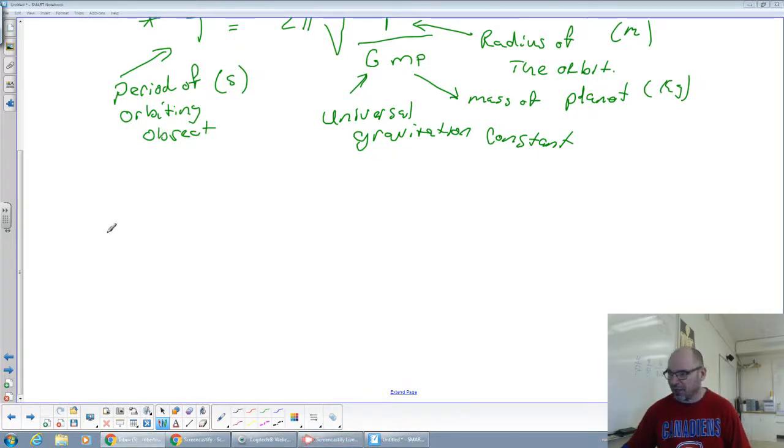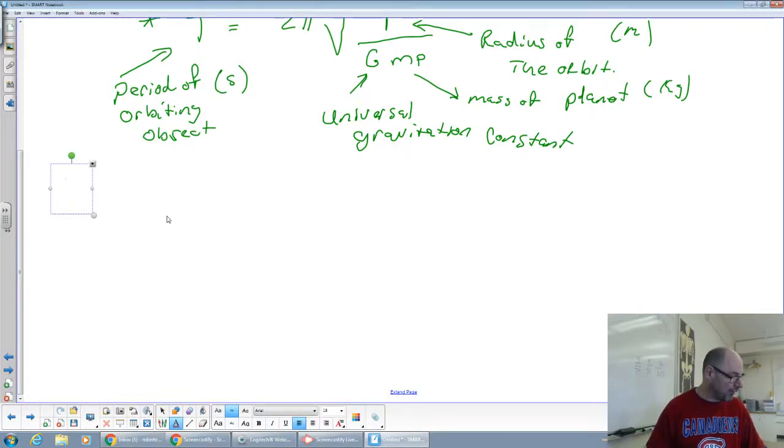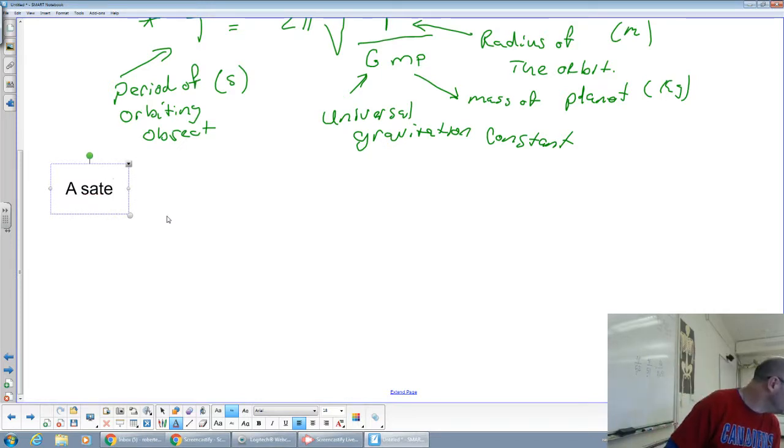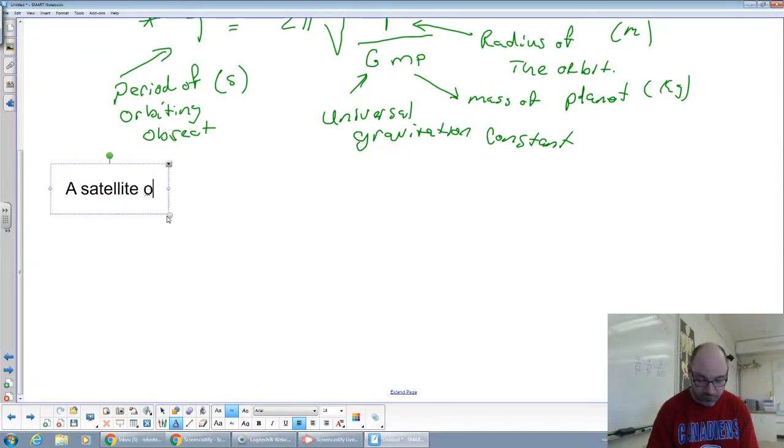So let's say that we have, okay, so digging one up here about a satellite going around the Earth. So, okay, a satellite orbits the Earth at 220 kilometers above the surface.